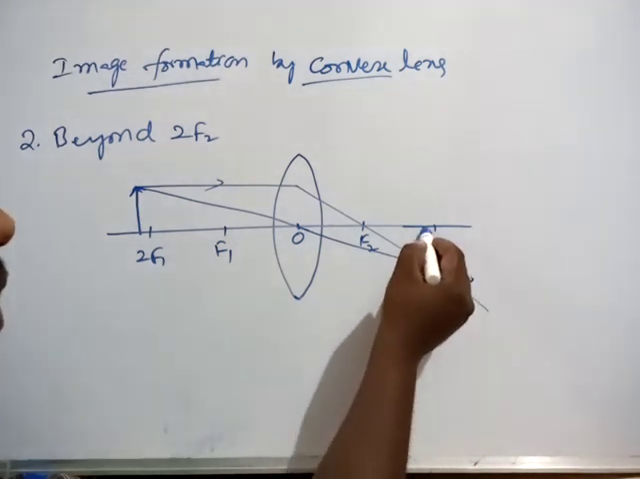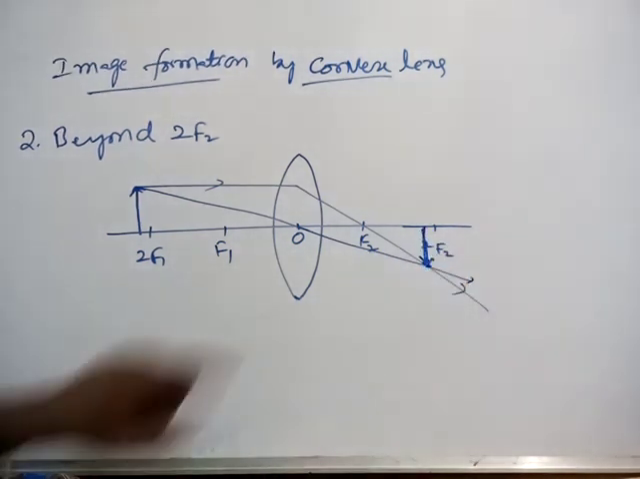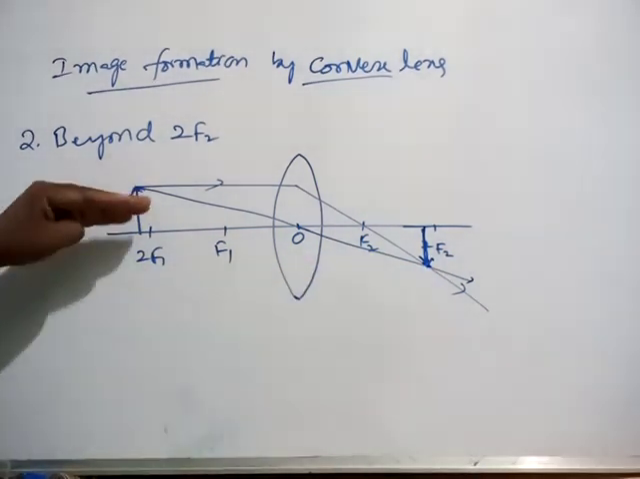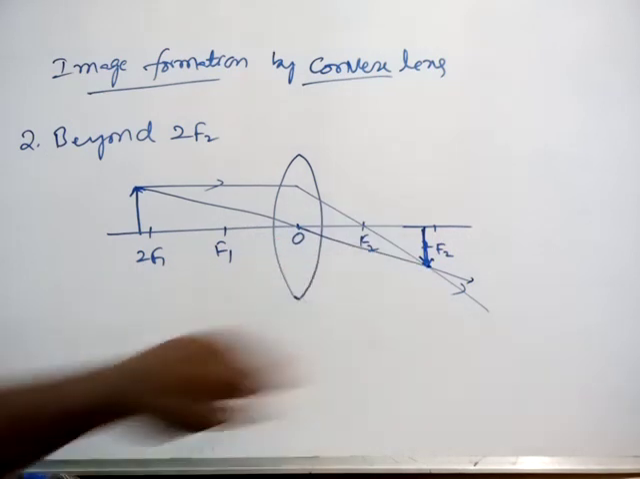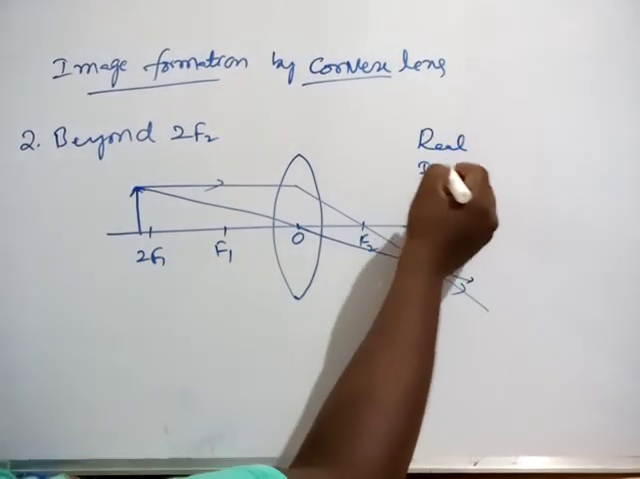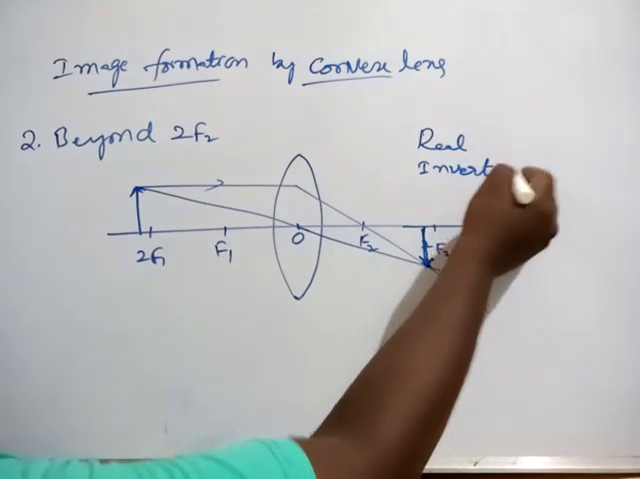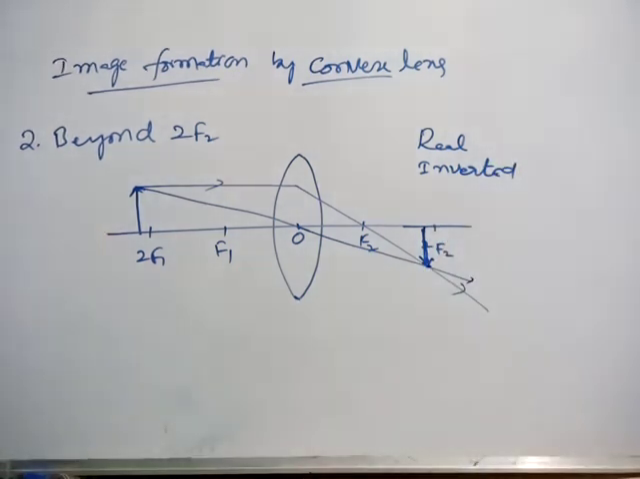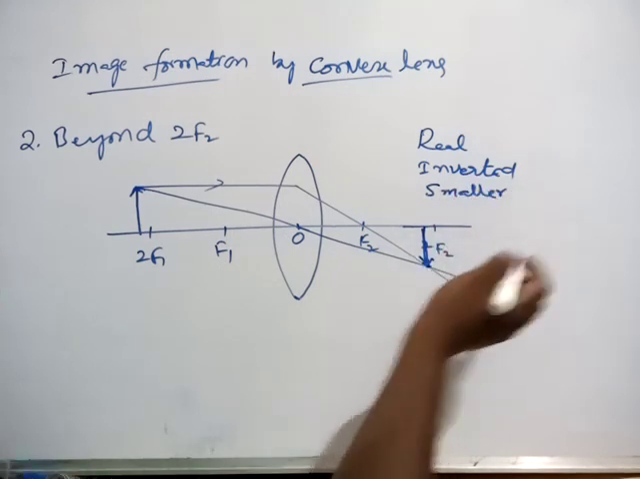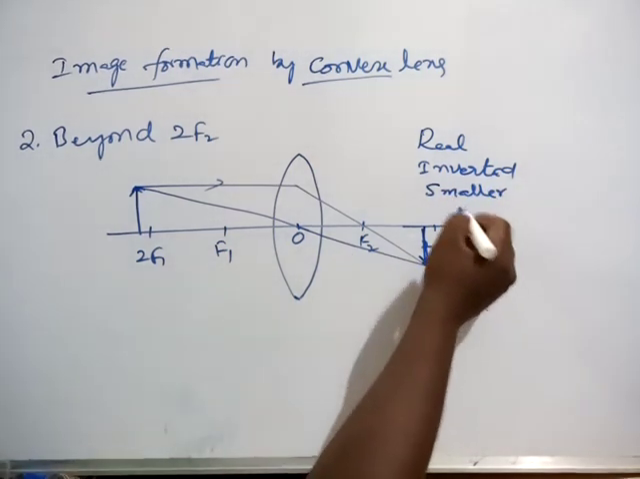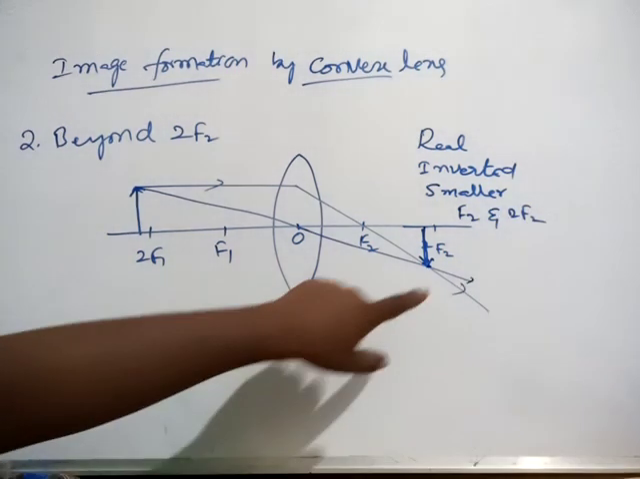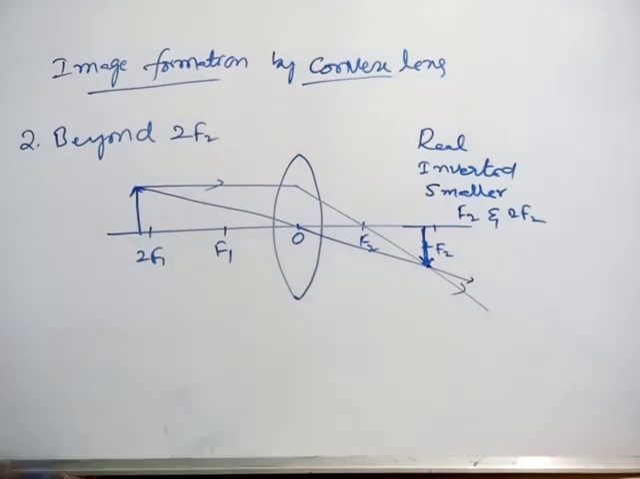So here the image will be in between F2 and 2F2. The object is above the principal axis, and the image is below the principal axis. So again, a real, inverted image, and the size will be somewhat less than the object. So a smaller image, formed in between F2 and 2F2.